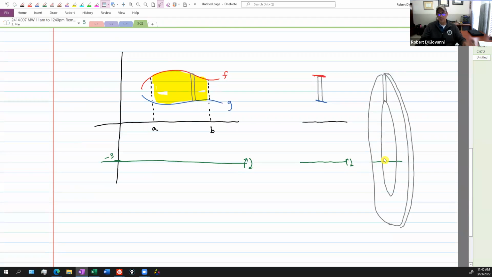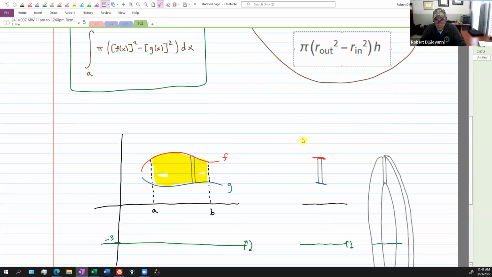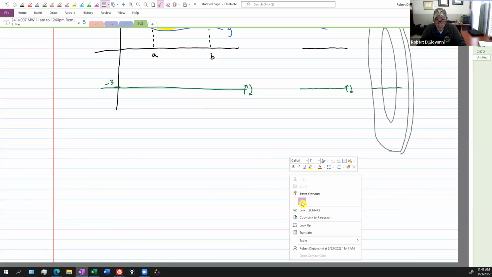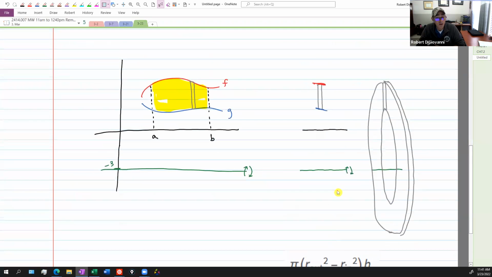So if I'm sitting here trying to figure out what my R out and my R in is, because I'm still going to use this formula, that's still the volume of any washer. My R out is the distance from the axis of rotation to the outer edge. This from here to here, that's R out. And this from here to here is R in.